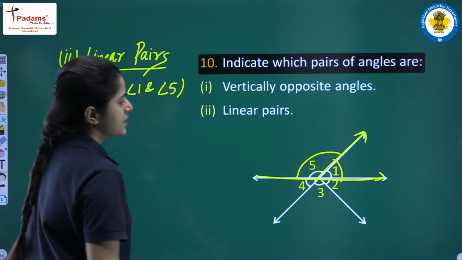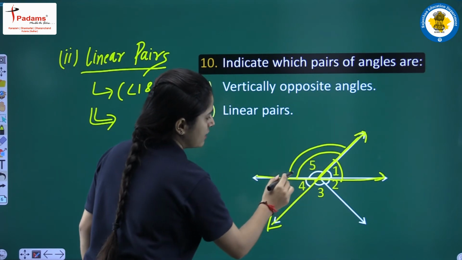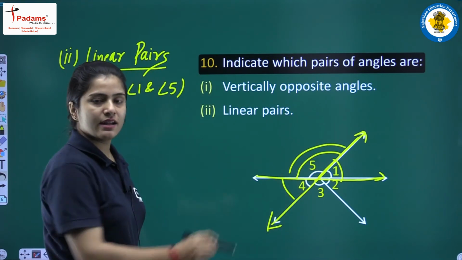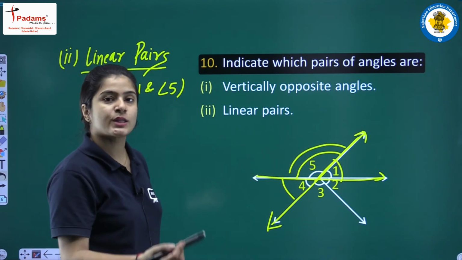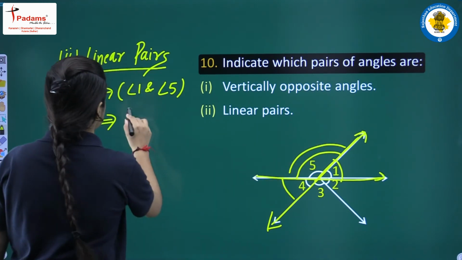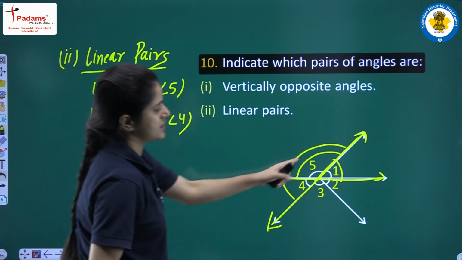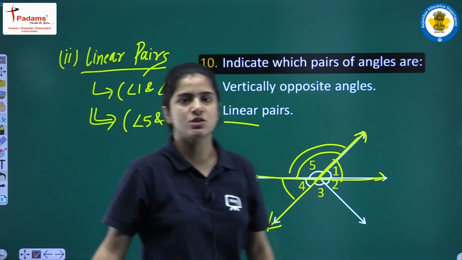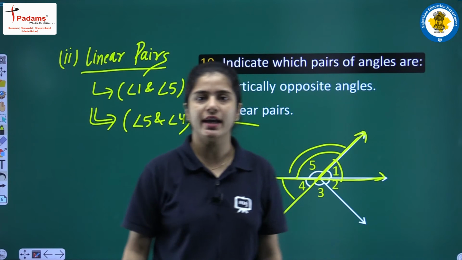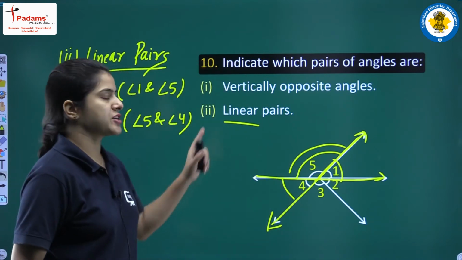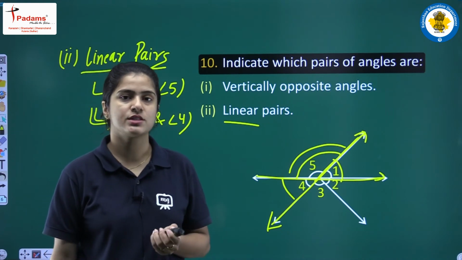Second pair, students, have a look at this, angle 5 and angle 4. These two angles are angles on a straight line. So, this is also forming a linear pair. That is angle 4 and angle 5. Alright, students, you can have a look, angle 1 and angle 5, and angle 5 and angle 4. Now, students, this was your question number 10. Looking at the 11th question, what is the 11th question, students?